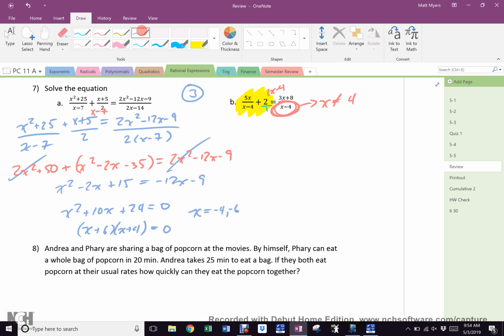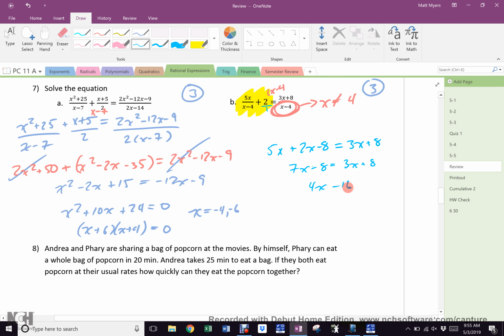So, to do it the old way, or the way we're used to doing it, we have to think about everything, right? It's still x minus 4, yeah? So we still have 5x plus 2x minus 8 equals 3x plus 8, right? Collect your like terms. 7x minus 8 equals 3x plus 8.